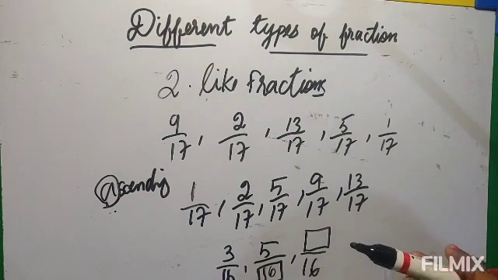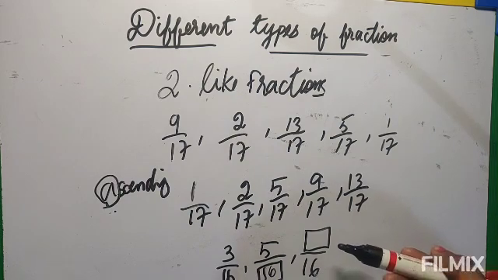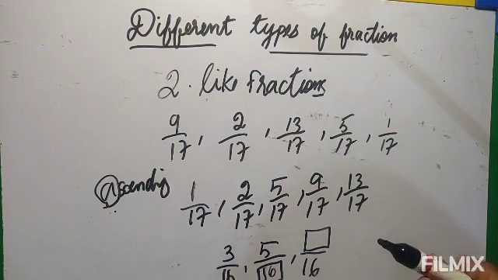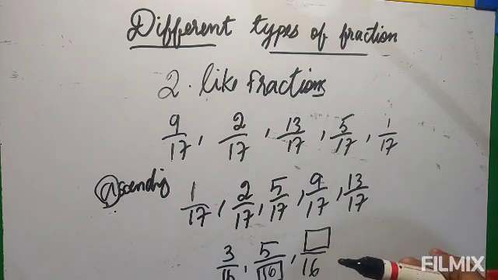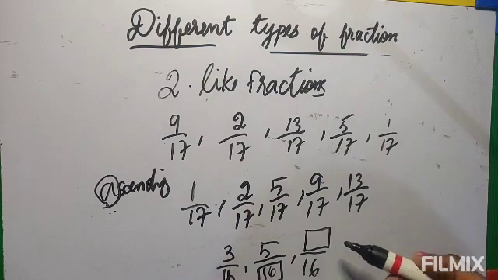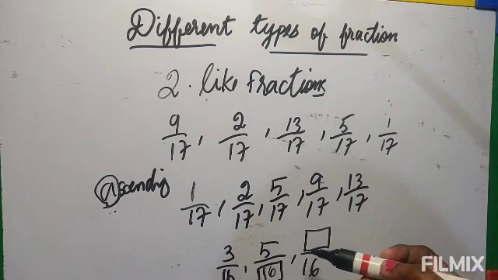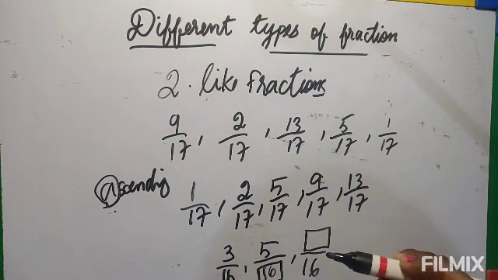In the numerator you can write any number, but it is better to choose a number smaller than the denominator. Here 16 is the denominator, so choose smaller than 16. If you go bigger than 16, it will become an improper fraction. They never give improper fractions like this, so we always write proper fractions only. If you write bigger than this also, no problem, but don't write so big.